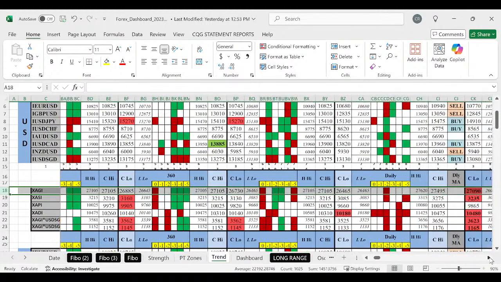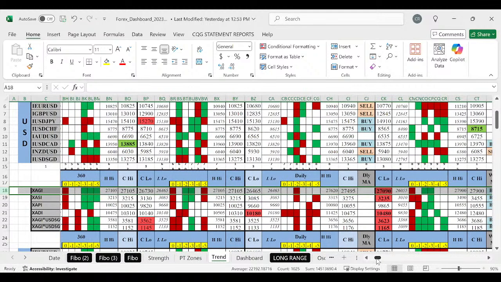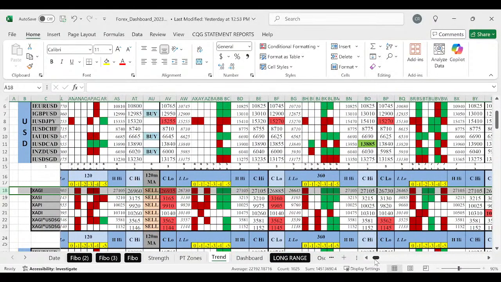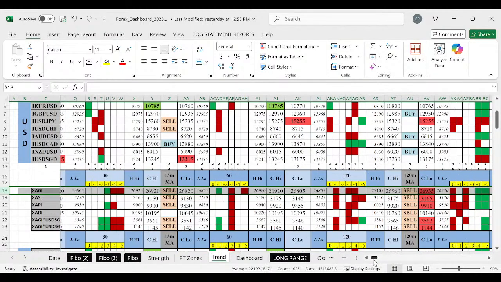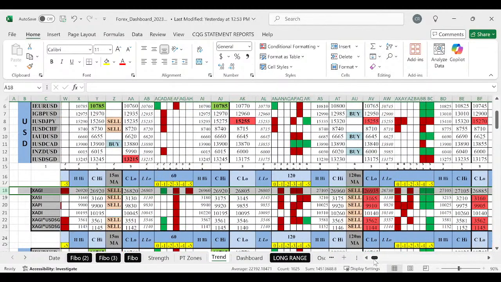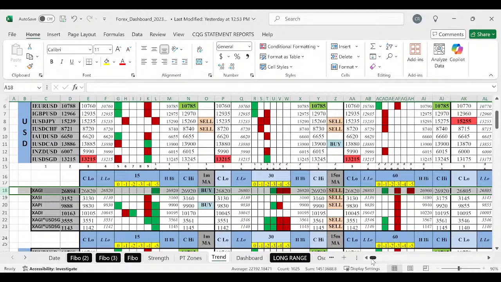Let's start off with weekly. This is the gold. Weekly is down. Daily is flat, meaning as long as this is between the range 2646 and a half and 2749 and a half, daily is considered flat. So weekly is down, daily is flat. Now we have your 720 is down, 360 is down, and 240 is down, 120 is flat, and 60 is up, also flat.